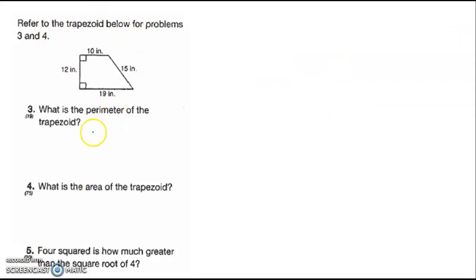Okay, refer to the trapezoid below. What is the perimeter? So the perimeter is where we add everything, and I'm going to start at the 10, and I'm going to go this way. So I have 10 plus 15 plus 19 plus 12, and that gives me 56 inches.